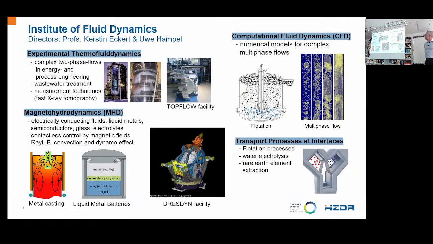Our Institute of Fluid Dynamics has been headed by Karsten Eckert and Uwe Hampel since last year, and there are different fields of activity going on in our institute. We have a staff of about 120 people, so we are concerned with complex two-phase flows in energy and process engineering. We study wastewater treatment, also the energy efficiency of this, which is quite important for municipal bodies, and we develop advanced measurement techniques for those complex multi-phase flows, for example, X-ray tomography methods. We have a CFD department which is supporting these experimental activities.